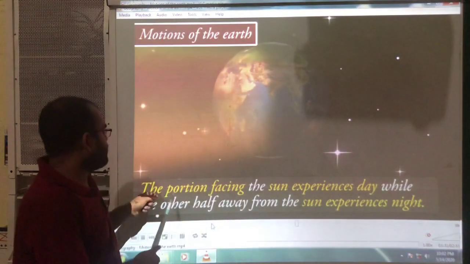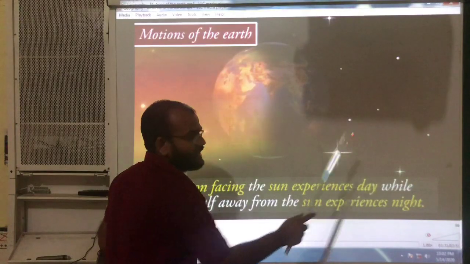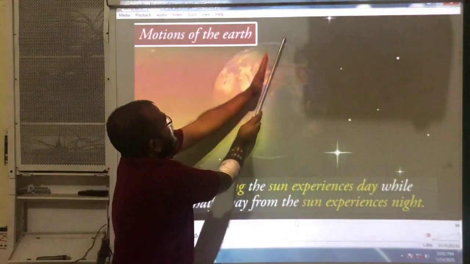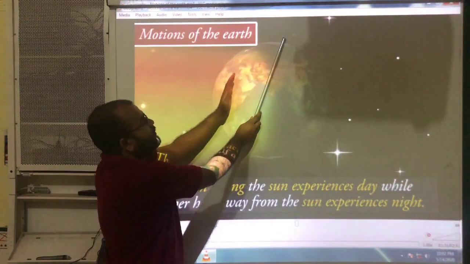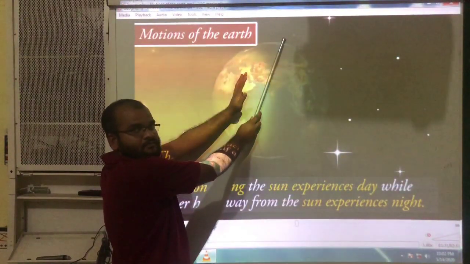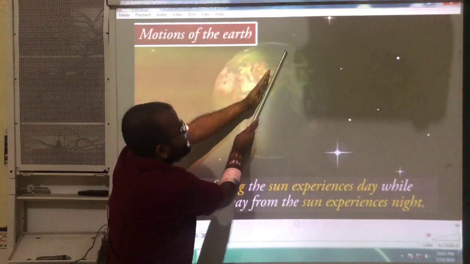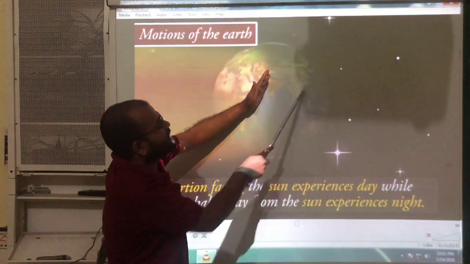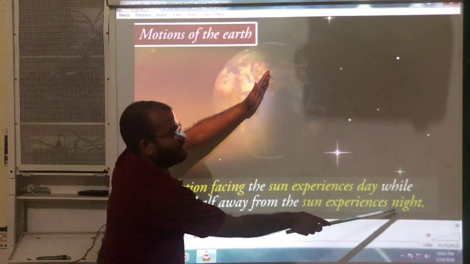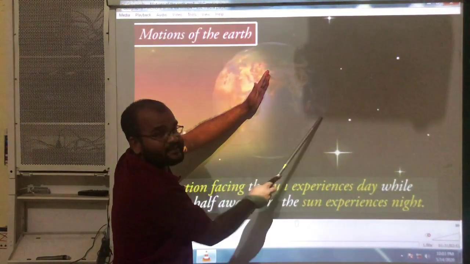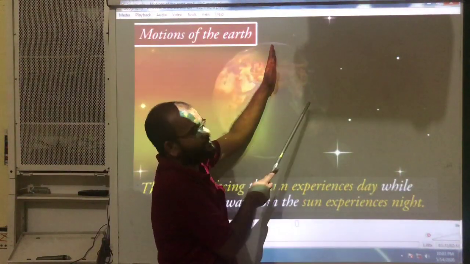See here. The portion facing the sun experiences day. The portion which is facing the sun, that means which is in front of the sun, is having daytime, and the remaining portion which is not facing the sun has night time. This portion will experience night. See here, this is daytime, this is night time.